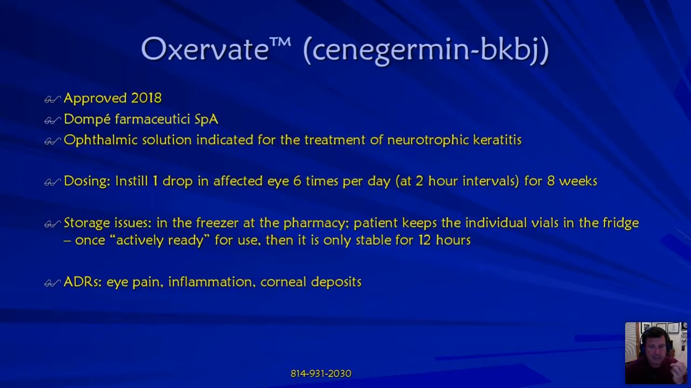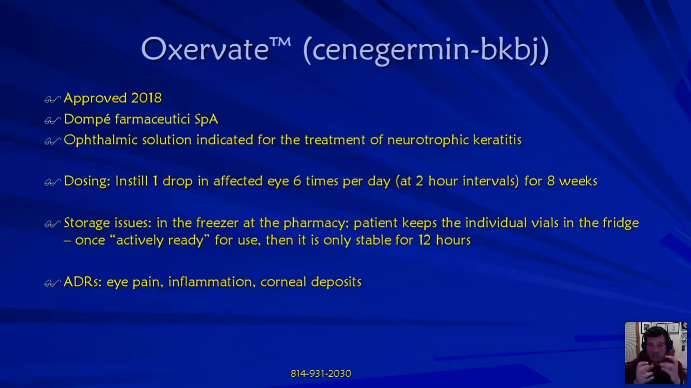The patient has to use Oxervate, so a biologic. They actually use E. coli. They get the DNA sequence, put it into E. coli. It comes out human nerve growth factor on the other side. And then the key is twisting it up to make it look like human growth factor, and that's where all the cost comes from. And here are the numbers when you see it: every 2 hours, 6 times a day for 8 weeks or 2 months.